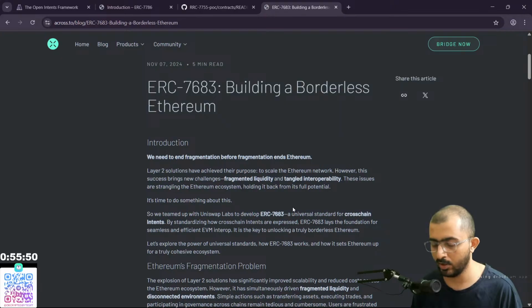So intents help with one of those, which is messaging, where we are telling the contract on the destination chain that we want the assets there, and then some filler or relayer will actually go there and fill the intent. That's my understanding. I'm pretty sure it's more nuanced than that, but that's the gist of what I understand right now.